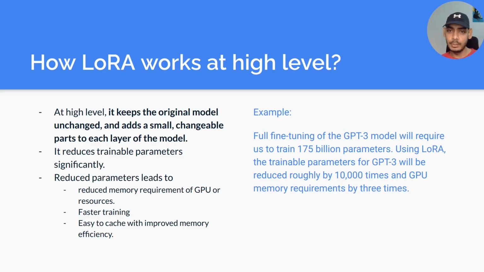So for example, okay, you have full fine tuning of a GPT-3 model. If you're doing a fine tuning job of a GPT-3 model, there are 175 billion parameters that need to be updated. Okay, but if you use LoRa, what will happen is you will reduce the number of parameters by 10,000 times, and also the GPU requirement by 3 times. Okay, so that's the effect of LoRa when it comes to fine tuning.